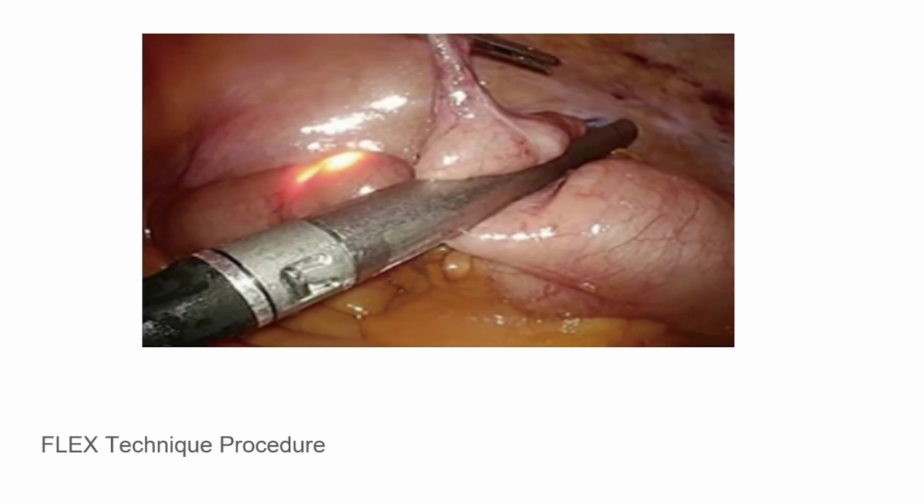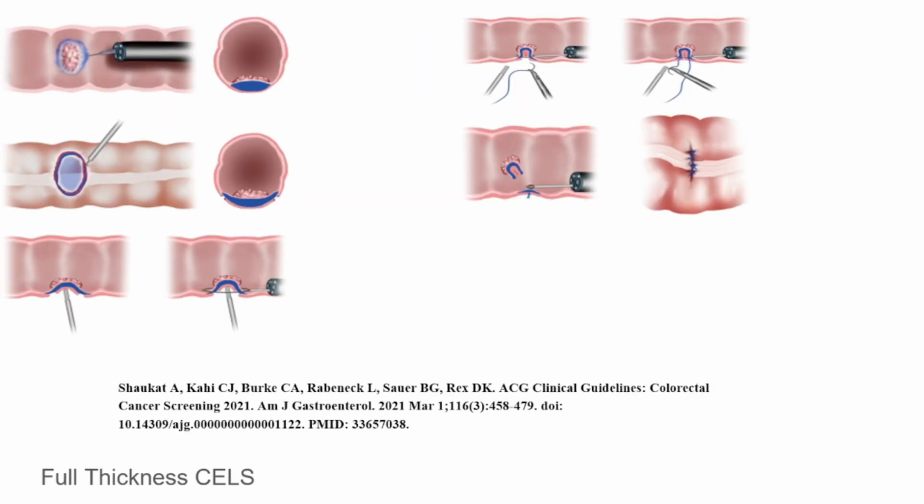I'm not going to go into too much detail regarding this, but this is a slide demonstrating steps in full thickness CELS. And the endoluminal surgical technique is actually the newest technique in use, and it involves interventional endoscopists utilizing similar techniques, utilizing the management of upper GI lesions, such as endoscopic mucosal resection and endoscopic submucosal dissection to manage these complex colonic polyps.